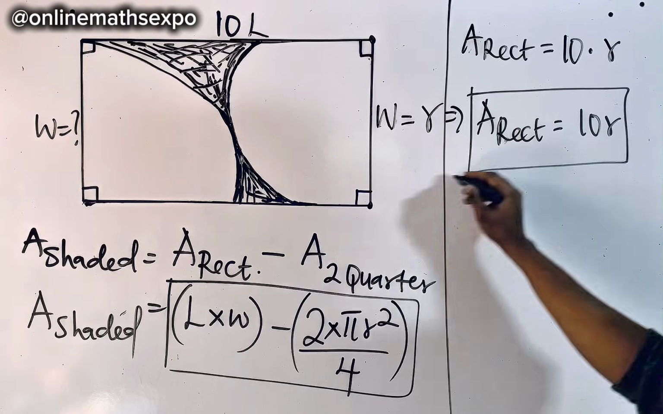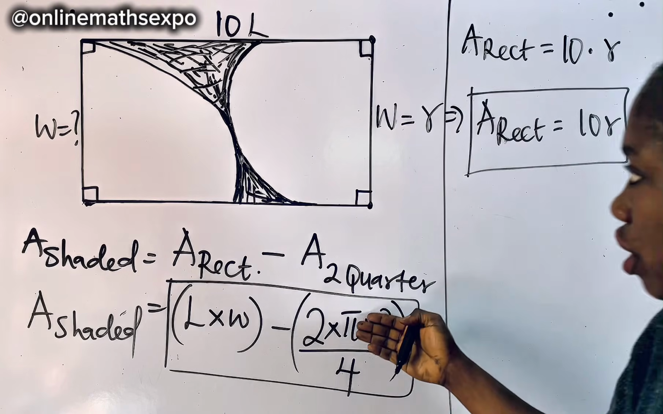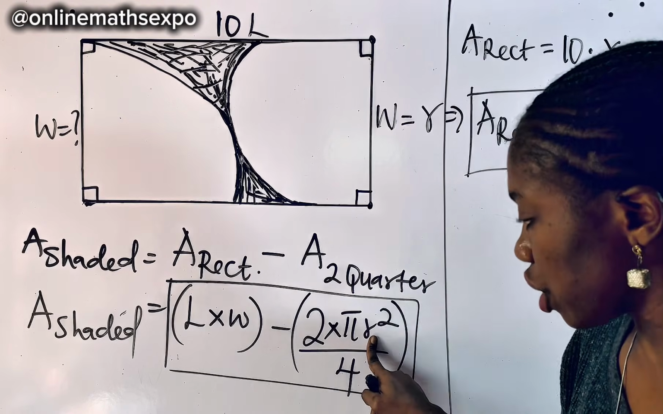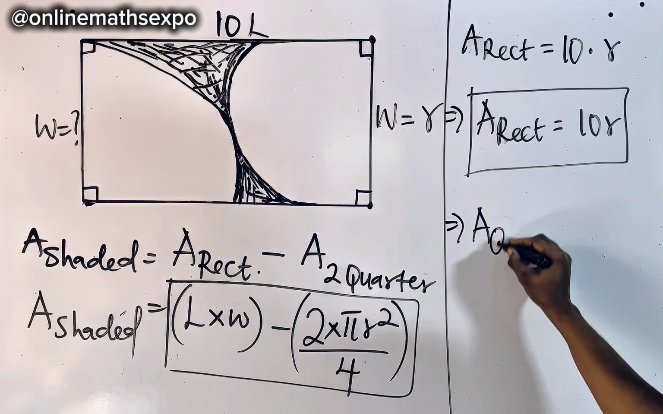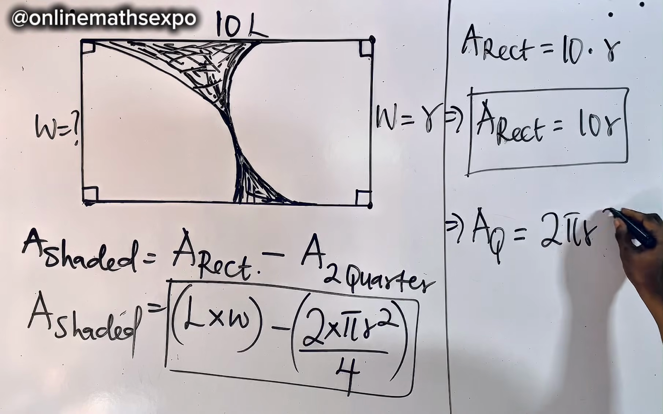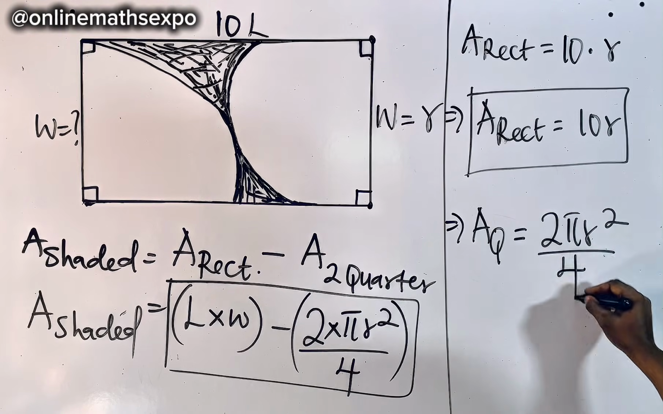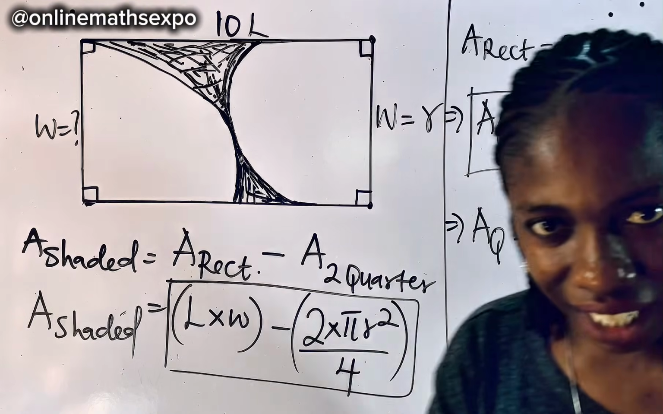We are going to keep this aside. Now let's go for the quarter circle. For the quarter circle, we need to get the radius for us to calculate. So the area of the quarter circles, we have it as 2 pi r squared divided by 4. Now, how do we get this radius? We go back to the diagram.